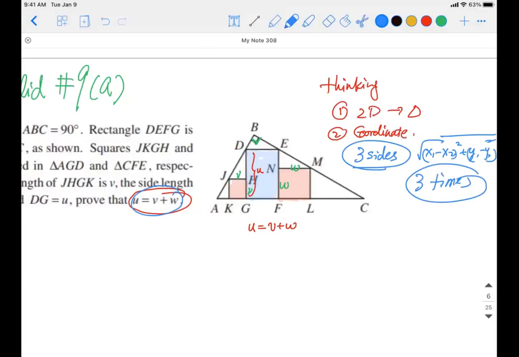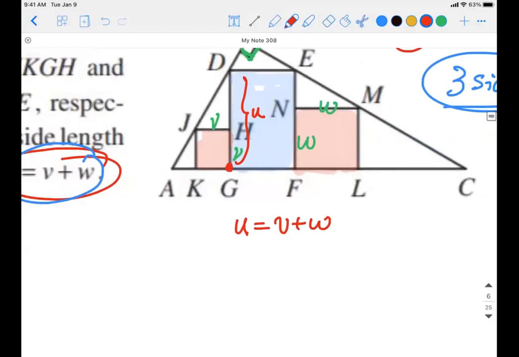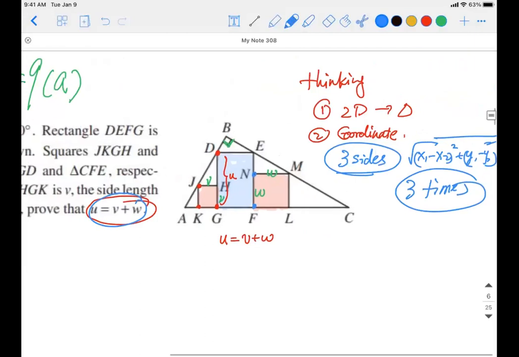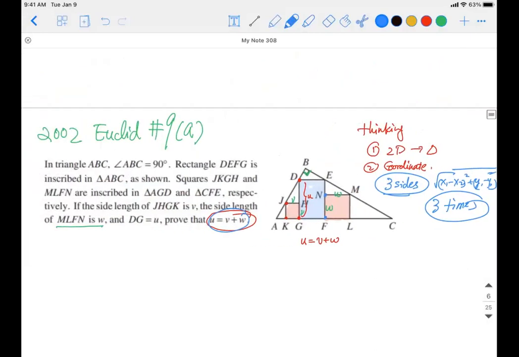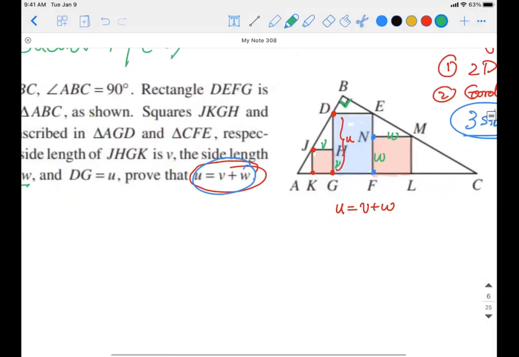You need to get, let's say, the coordinates of G and D to present U. You want to get the coordinates of G, J and K to present V. And you want to get the coordinates of these two things to present W, which is okay, but still you're going to take a lot of effort to find all those angles and figure out all those coordinates, doing a huge calculation, which is not our best practice either.